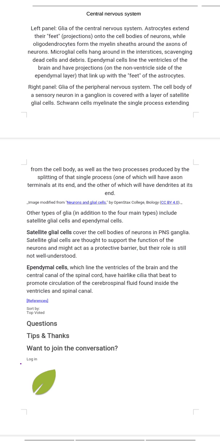Satellite glial cells cover the cell bodies of neurons in PNS ganglia. Satellite glial cells are thought to support the function of the neurons and might act as a protective barrier, but their role is still not well understood. Ependymal cells, which line the ventricles of the brain and the central canal of the spinal cord, have hair-like cilia that beat to promote circulation of the cerebrospinal fluid found inside the ventricles and spinal canal.